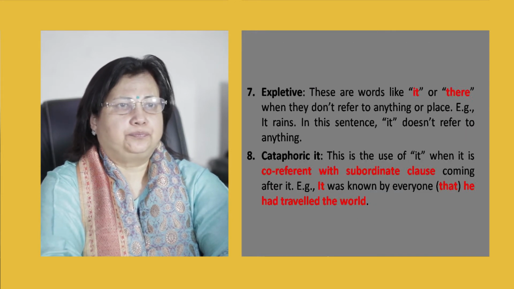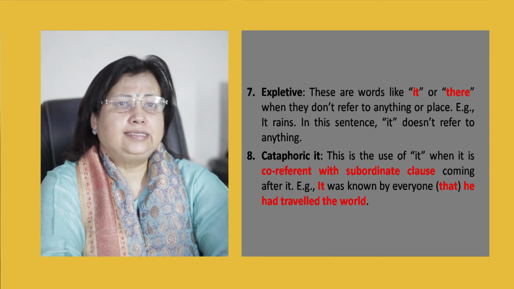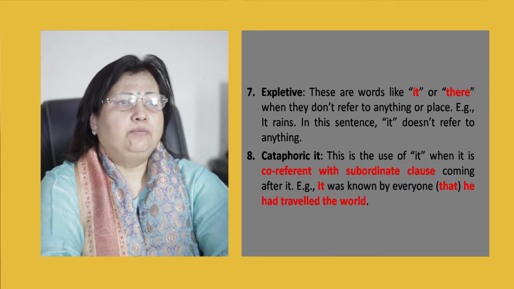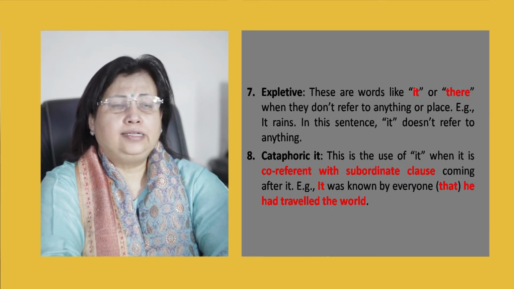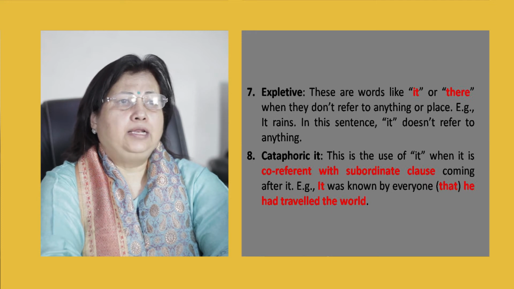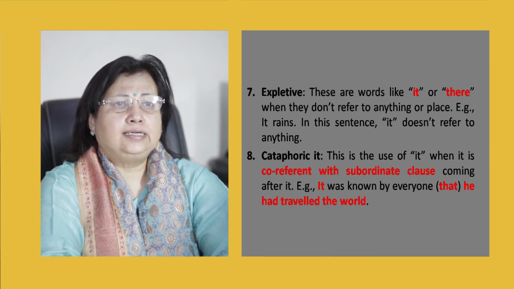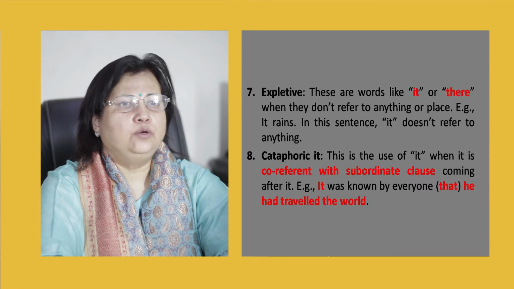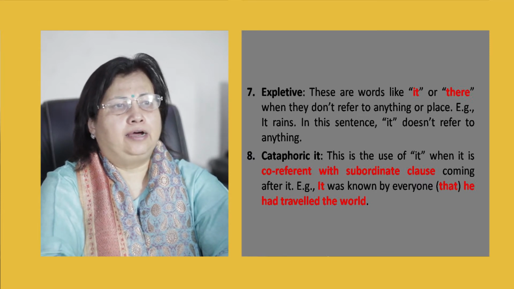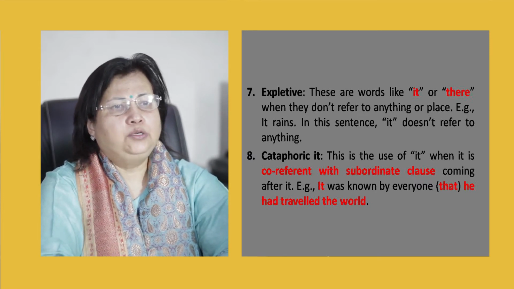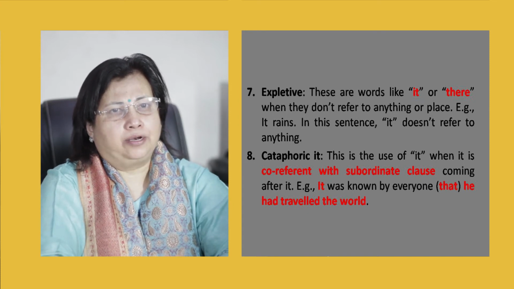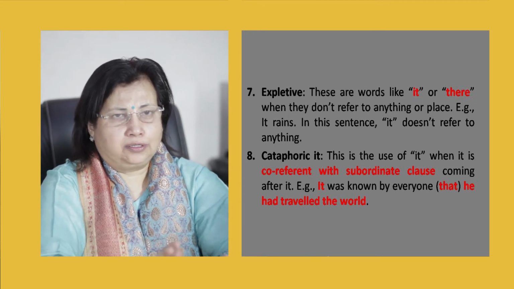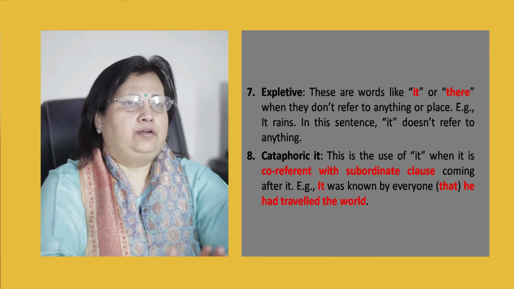Expletive: these are words like "it" or "there" when they don't refer to anything or any place. Example: It rains. In this sentence, "it" doesn't refer to anything. Cataphoric "it": this is the use of "it" when it is coreferent with a subordinate clause coming after it. Example: It was known by everyone that he had travelled the world. "That" is not necessary.